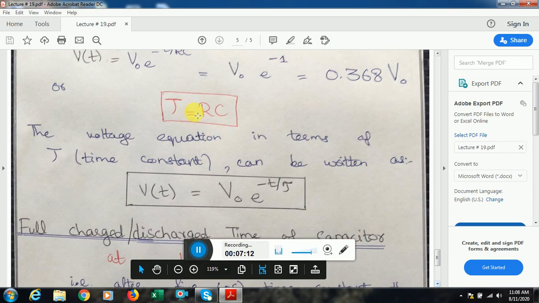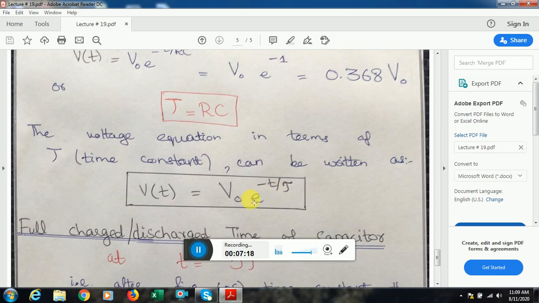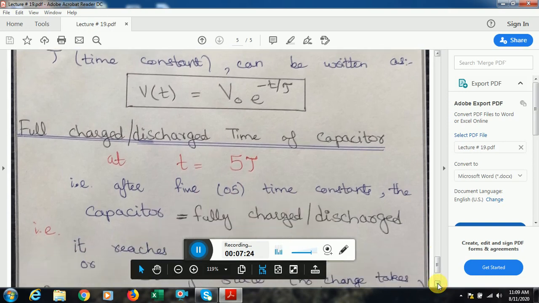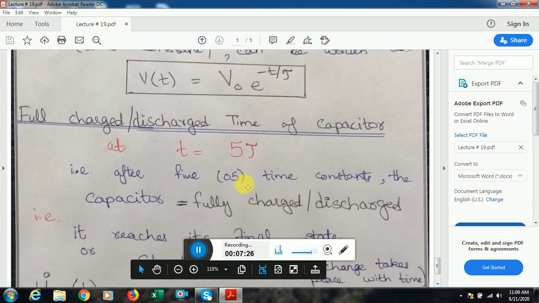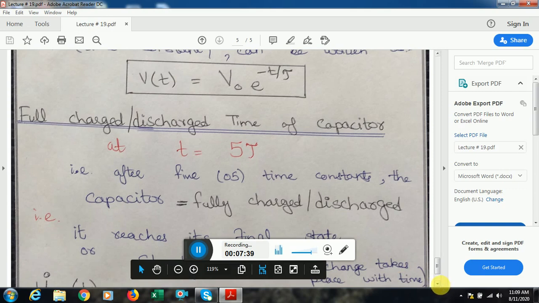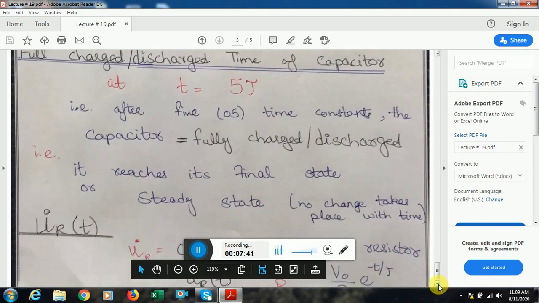If we replace RC with tau, what we get is V naught e raised to power minus t over RC is now V naught into e raised to power minus t by tau, and tau is the product of resistance and capacitance in the circuit. Now for a capacitor to get fully charged or fully discharged, the time that it requires is t equal to 5 times tau, that is 5 times the value of RC. So 5 times the time constant is the time that a capacitor takes to get fully discharged or fully charged.